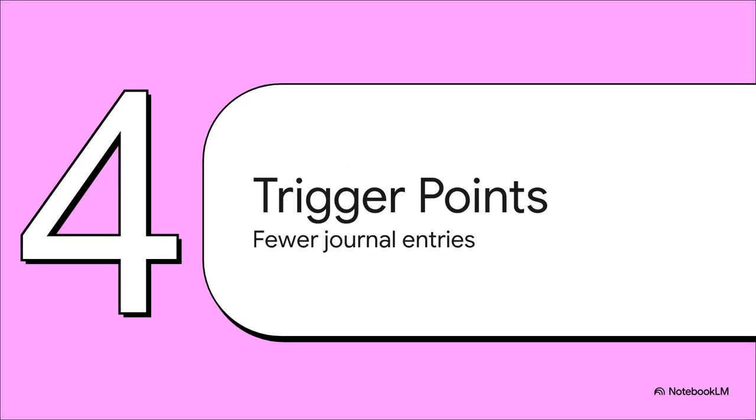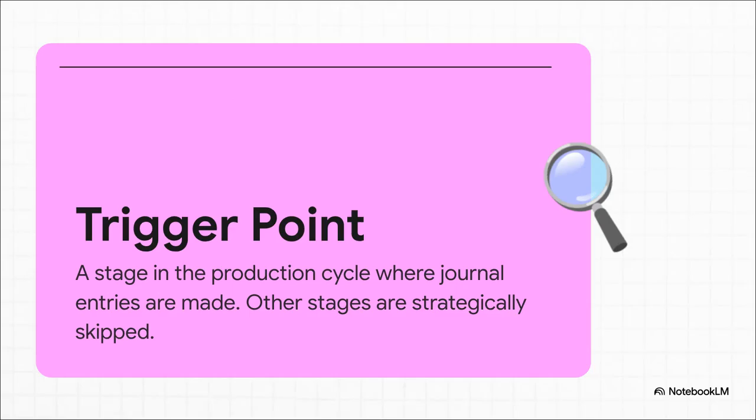Okay, so we're delaying entries, we're combining accounts, it's all sounding pretty good, but you're probably asking, so when do we actually make a journal entry? And that, my friends, is where the real magic of backflushing happens. Let's talk about trigger points. A trigger point is, well, it's exactly what it sounds like. It's a specific moment, a specific event, that triggers a journal entry. So instead of doing entries at every single stage, the company just picks the most important ones. Maybe when they buy materials, and when they sell the finished product. Everything that happens in the middle? Skipped, totally ignored for accounting purposes until the next trigger.